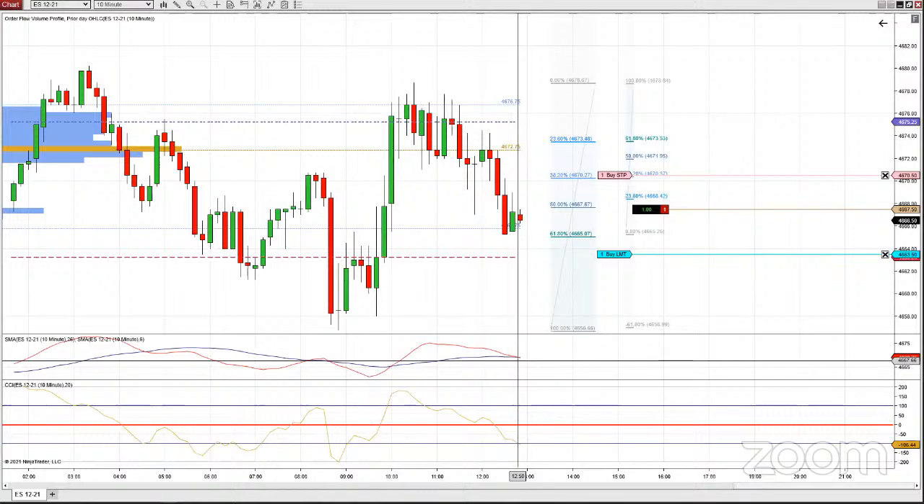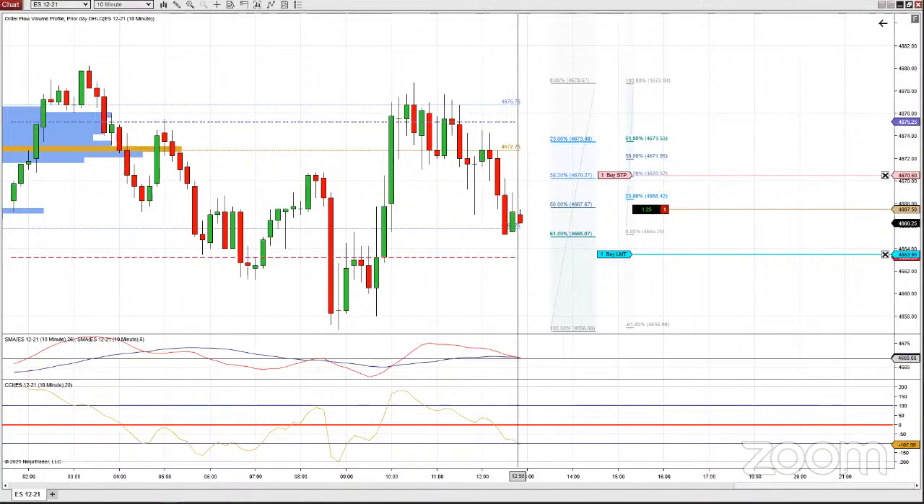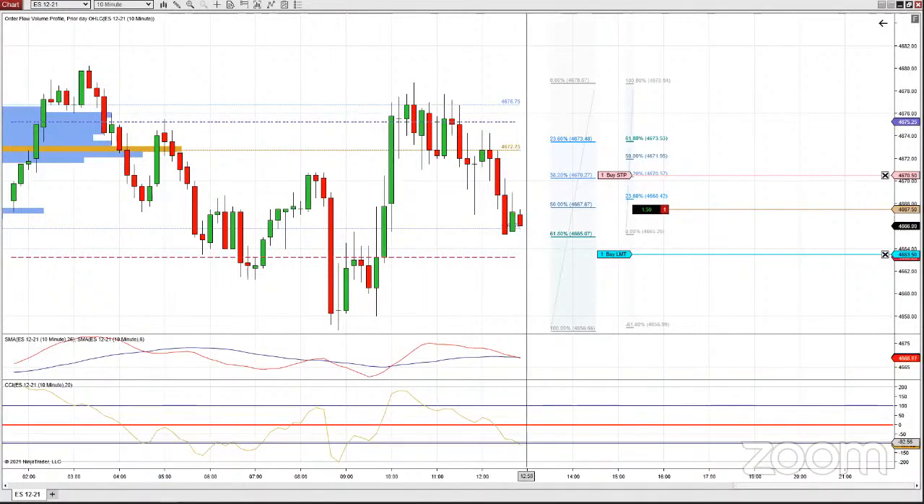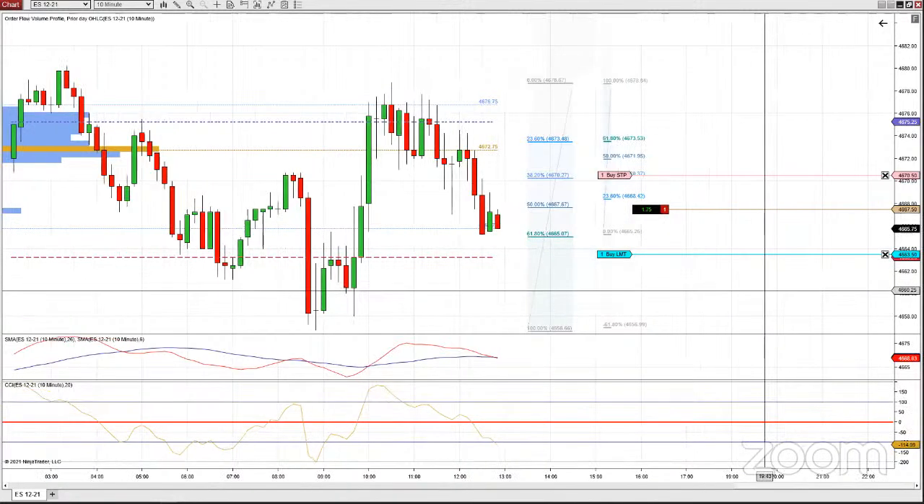The reason I decided short was because the moving average cross has completely converged, and then the CCI is weak, right? So that gave me the idea that, hey, I want to be short. I don't want to be long.